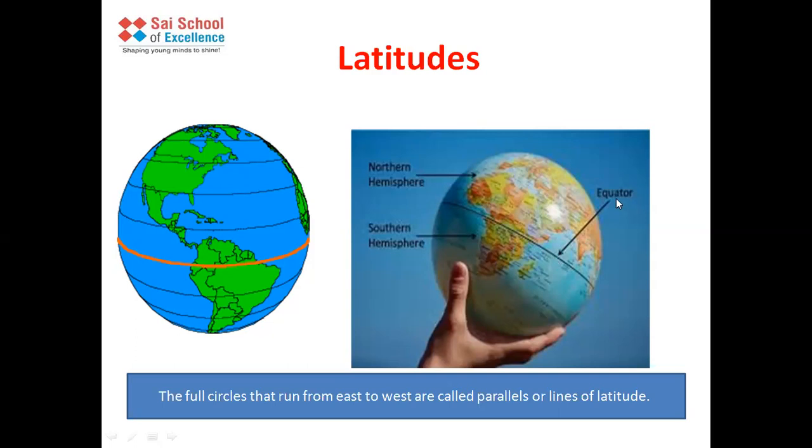Midway between the poles is an imaginary line circling the Earth. It is called the equator. And this equator divides the Earth into two equal halves called the hemispheres. So to the north of the equator is the northern hemisphere and to the south of the equator is the southern hemisphere.